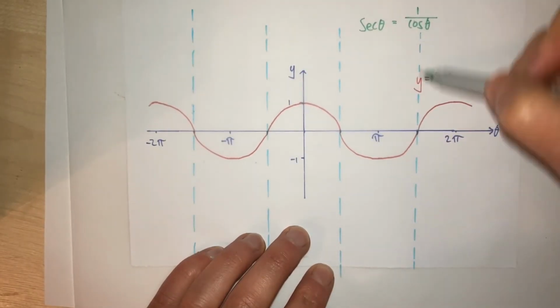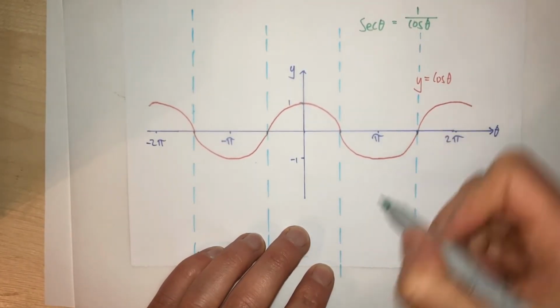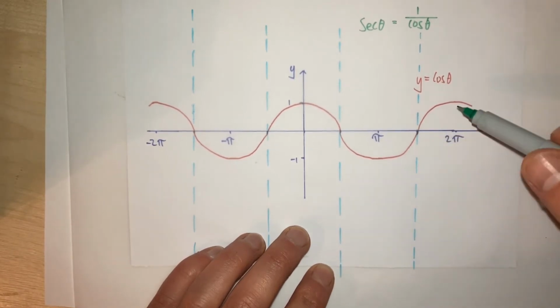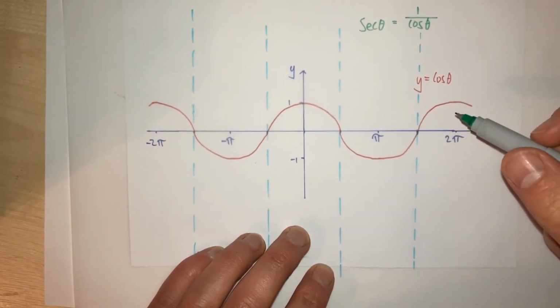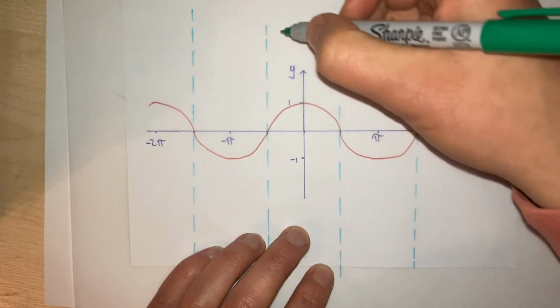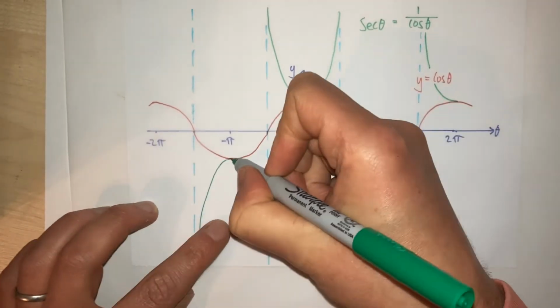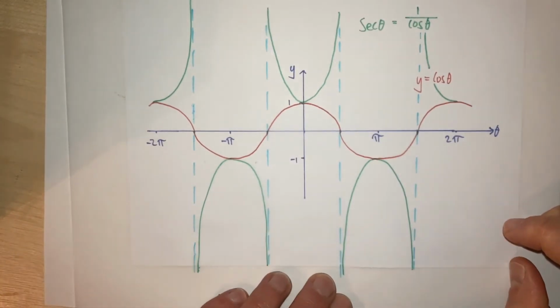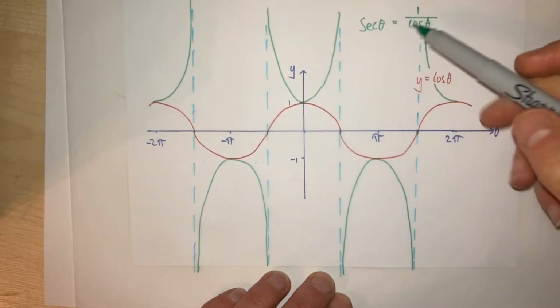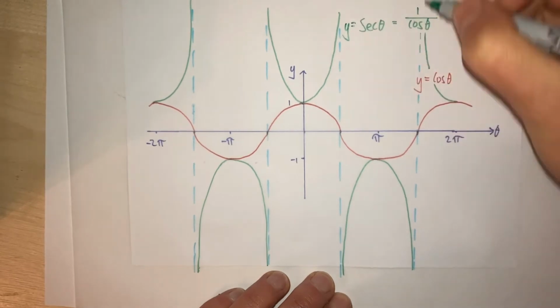Now we've got our asymptotes, we can draw the rest of the graph within these boundaries, and it looks very similar to the graph of cosec theta. So here we have the graph of y equals sec theta.